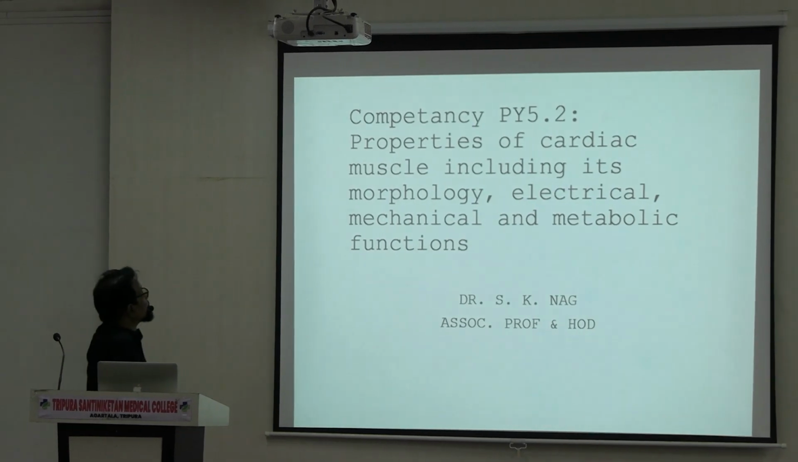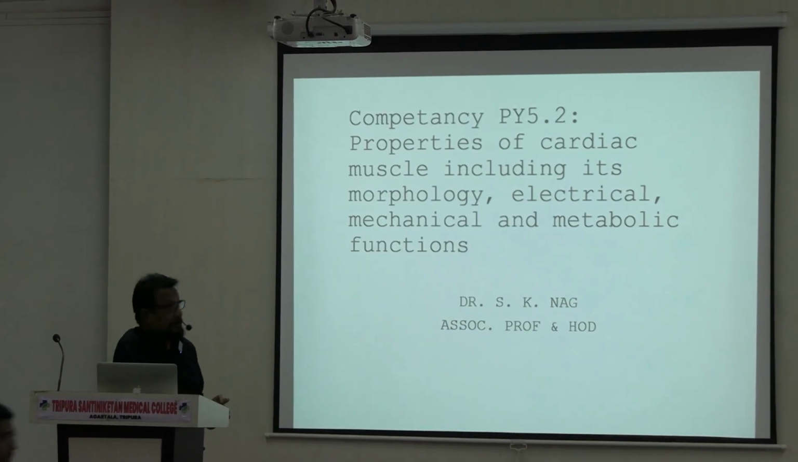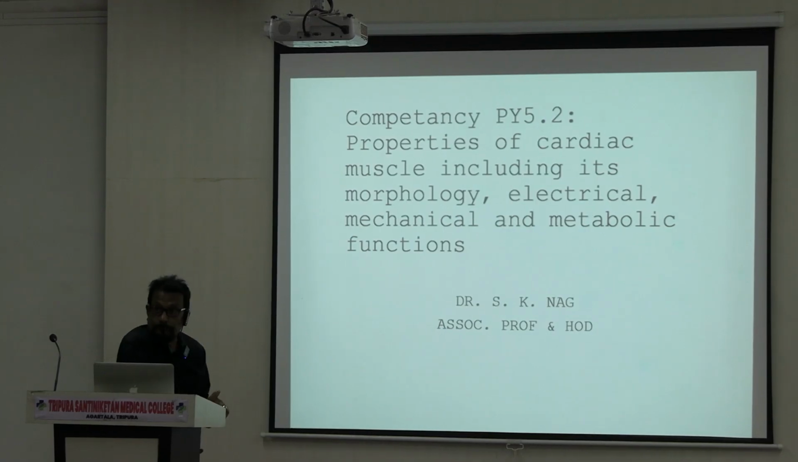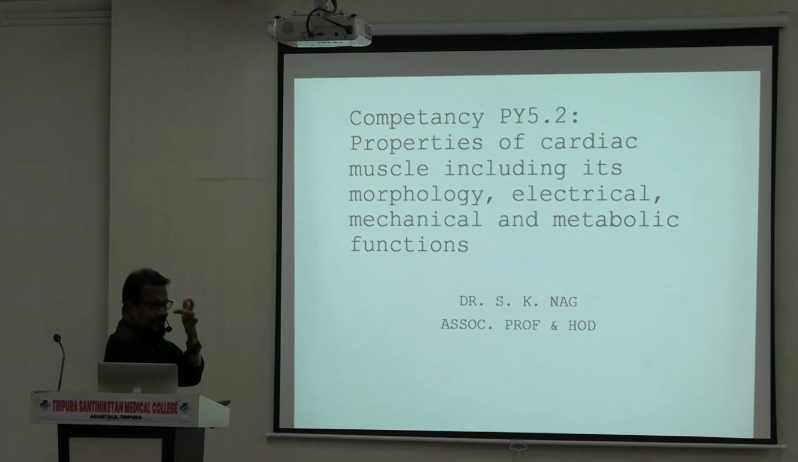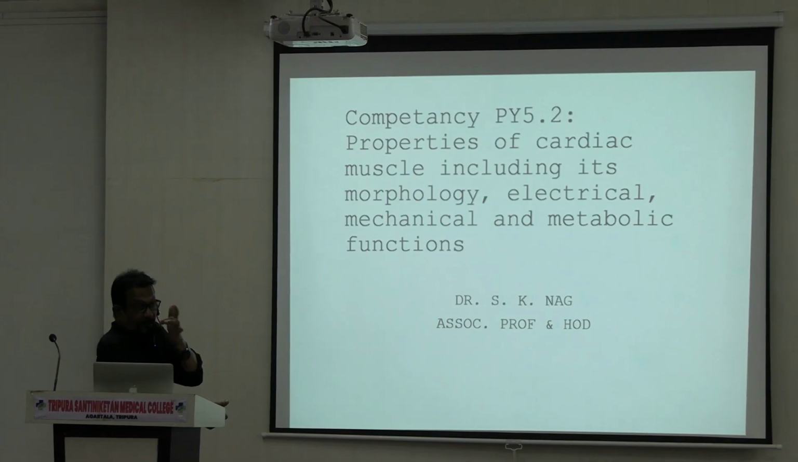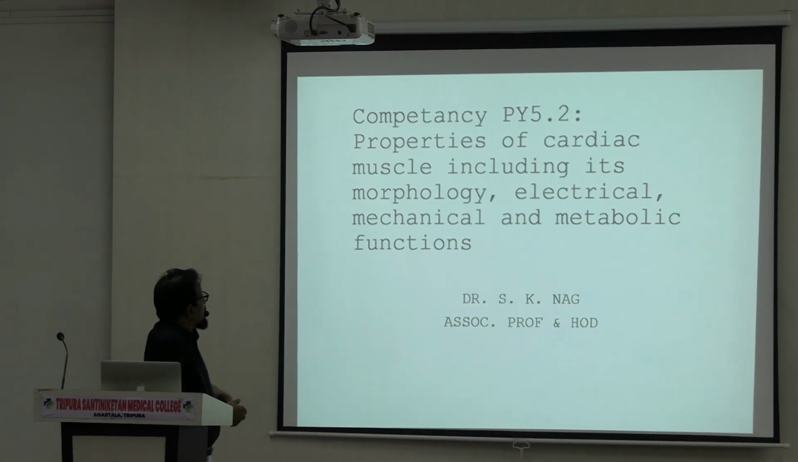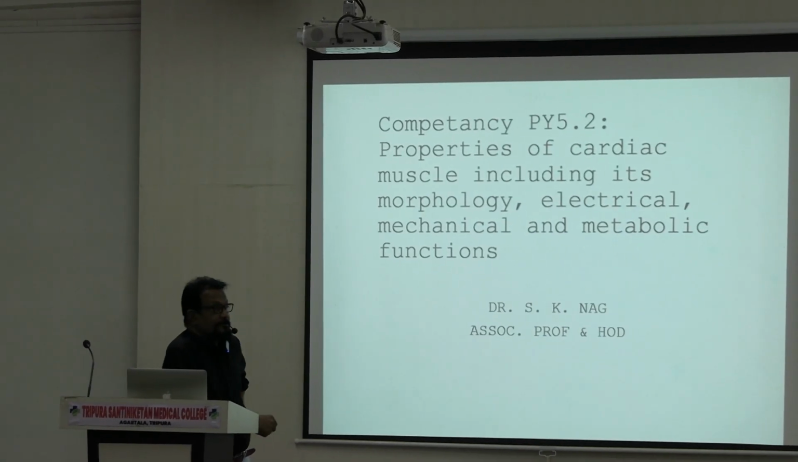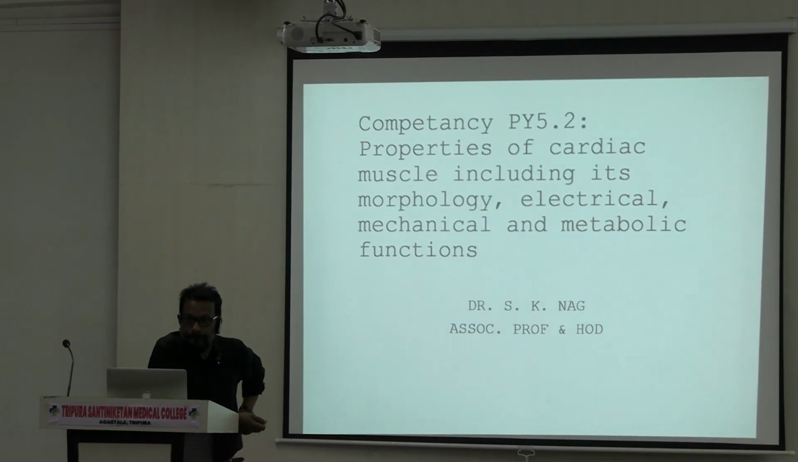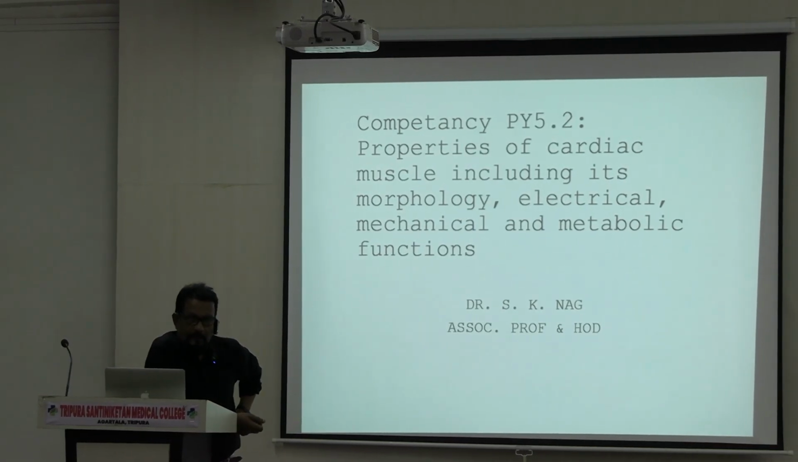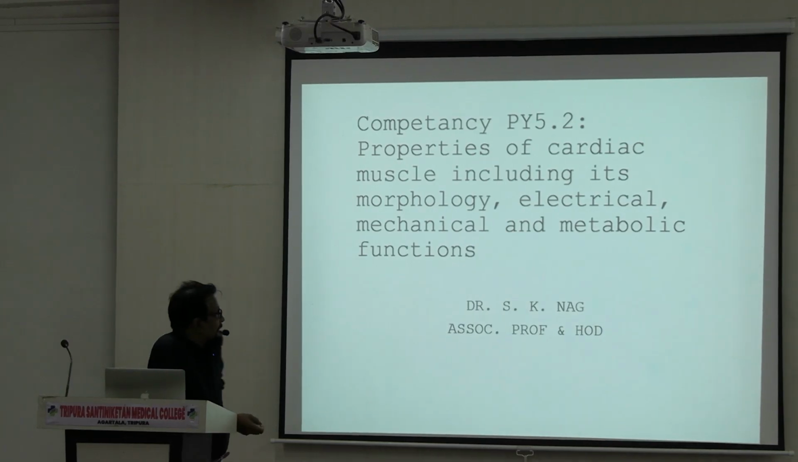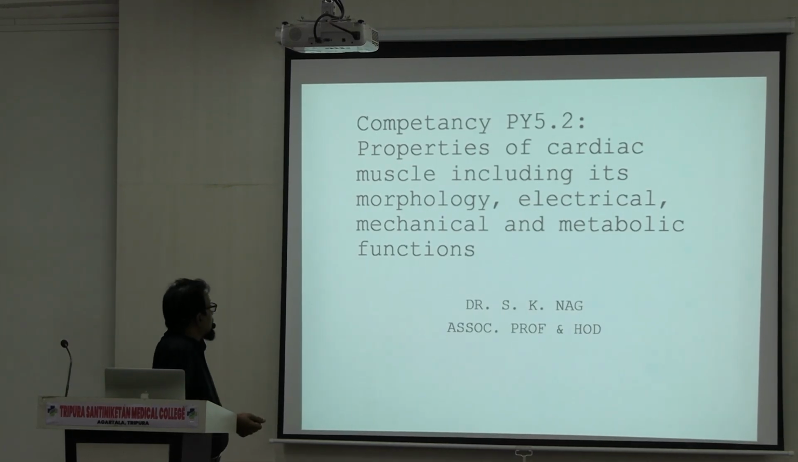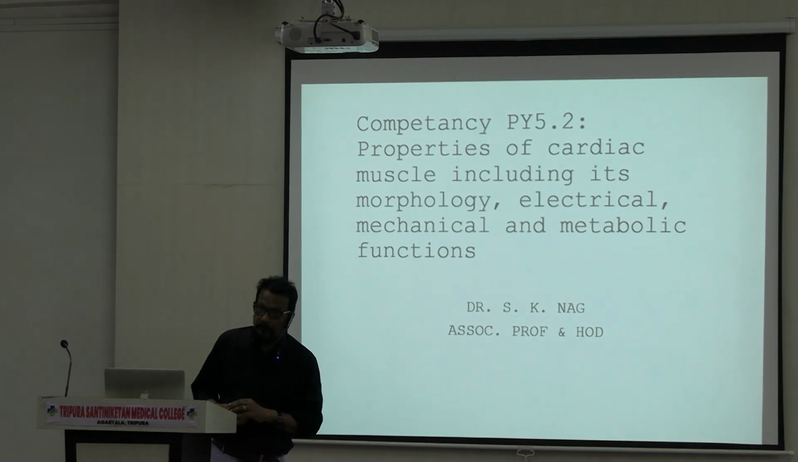We'll be learning about competency number 5.2. What is there in this competency? We learn the properties of cardiac muscles. It has got different types of properties. One is electrical, another is mechanical, and others are morphological and metabolic properties.